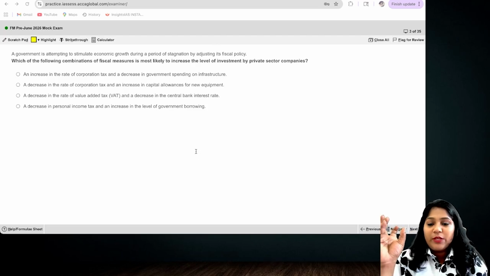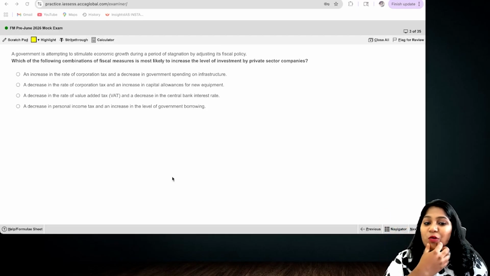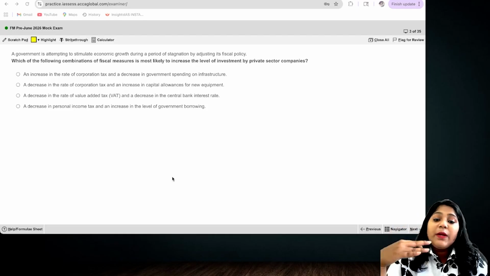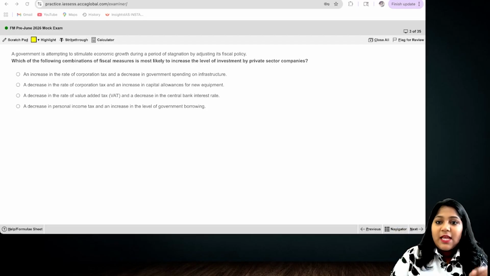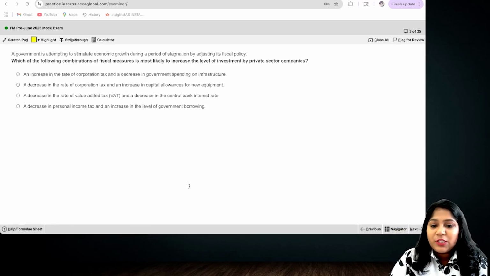So in this situation, which of the following combination of fiscal measures is most likely to increase the level of investment by private sector companies? That is what they're asking us to calculate. I mean, provide the answer. The first one says increase in the rate of corporation tax and decrease in government spending on infrastructure.